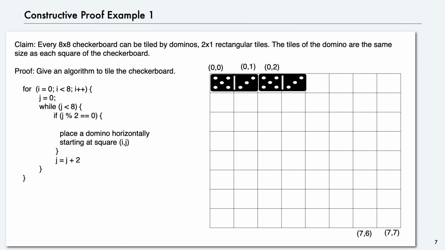We could do this many other ways, but when we give a constructive proof, you just have to give an algorithm that satisfies the predicate for the property that you're claiming. And in this specific example, our claim is that we can tile an 8 by 8 checkerboard with dominoes. There can be more than one solution, and you just need to give one in a constructive proof.